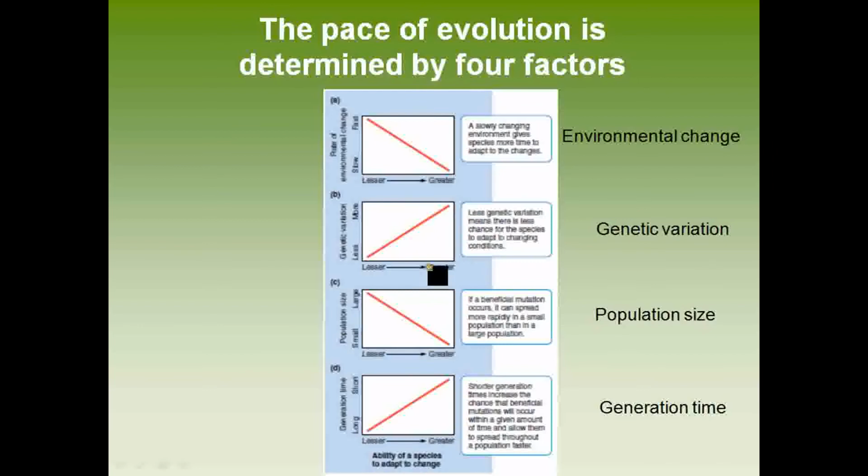You could probably have guessed what these were, but make sure that this makes sense to you. First, let's look at the graphs. Notice that the x-axis is all going from lesser to greater ability to adapt. So if there are fast environmental changes, it should make sense to you that a species would have a lesser ability to adapt to that change. If the changes happen fast and furious, the species doesn't have an opportunity to respond and react. If the environment is slowly changing, then species have a greater ability to adapt.